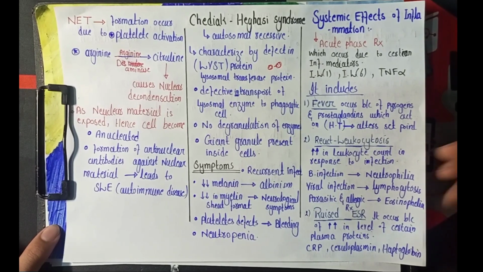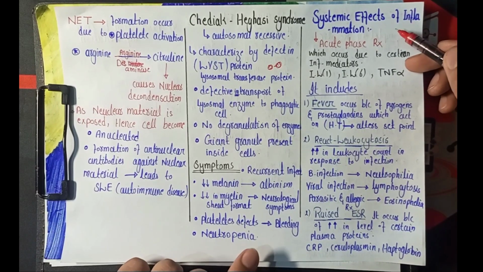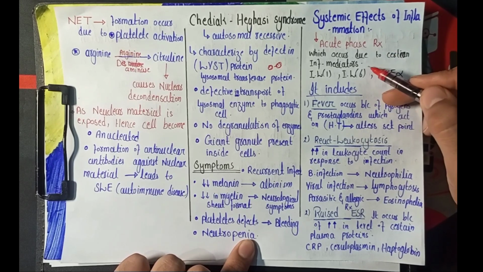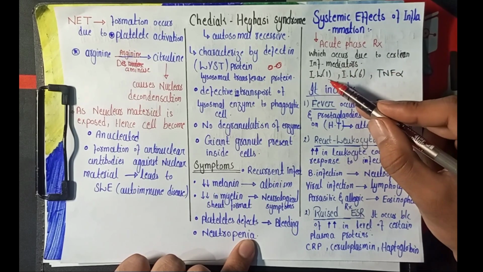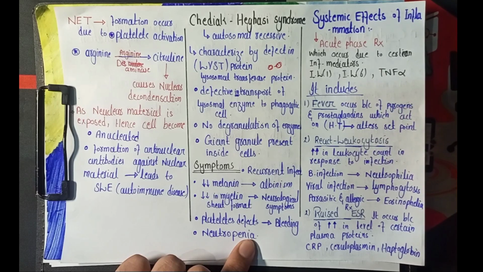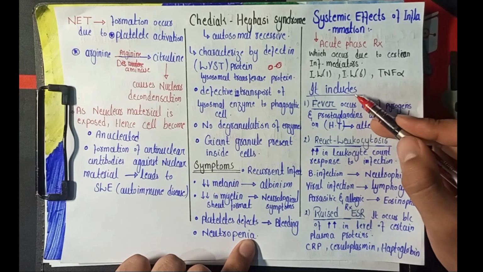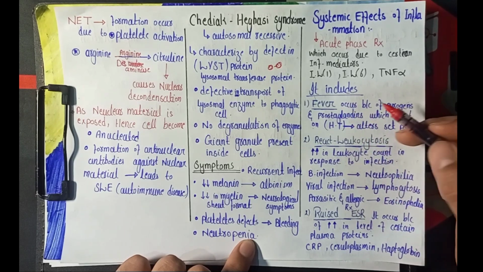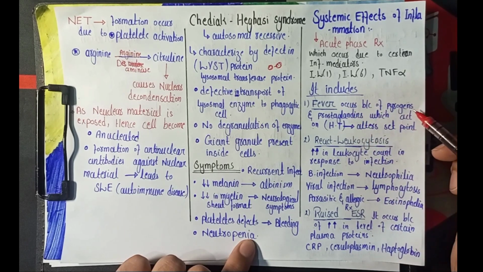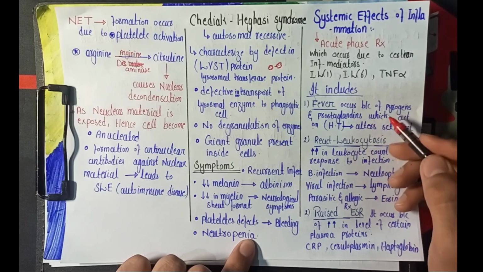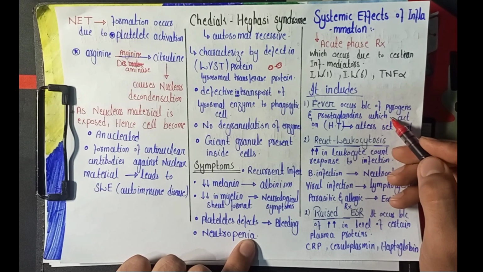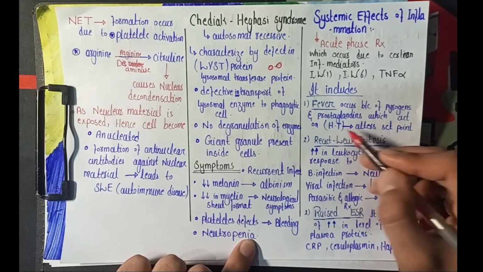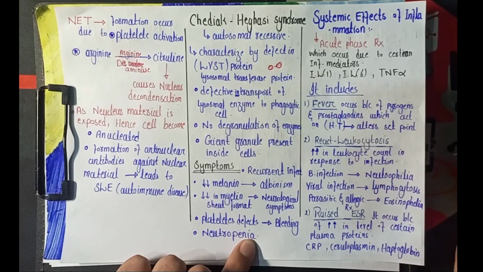Now we talk about the systemic effects of inflammation. Systemic effects are also known as the acute phase reaction, which occurs due to certain inflammatory mediators that include interleukin-1, interleukin-6, and tumor necrosis factor. These acute phase reactions include fever. Fever is the most characteristic feature of acute inflammation, and it occurs because the pyrogens and prostaglandins enter the systemic circulation and act upon the thermostat of the body, the hypothalamus, altering its set point temperature and leading to fever.